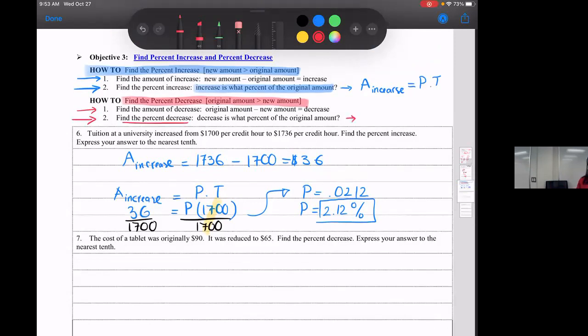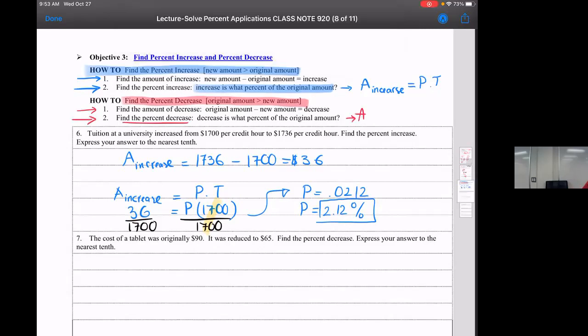To find the percent decrease, again, I'm going to literally translate from English to math here. A decrease is equal to what percent, which is P, of, meaning multiply, the original amount, which is T. That's it. It is very much the same. The reason I put the increase in subscript is just to distinguish the two. But it's still A, the very same A.